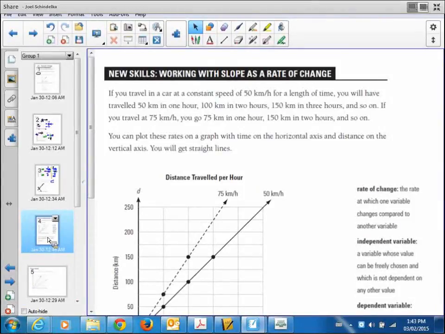Okay, last thing. Working with slope is a rate of change. Like speeds are rates of change. How fast you're going, kilometers per hour. Like 50 kilometers per hour for any length of time. You'll have traveled 50 kilometers in 1 hour, 100 kilometers in 2 hours, 150, you know how that adds up, right? Most people estimate when they travel that they're going 100 kilometers per hour, right?